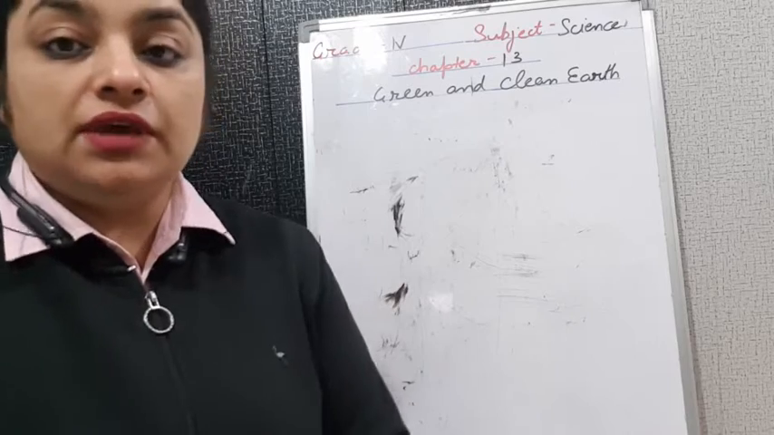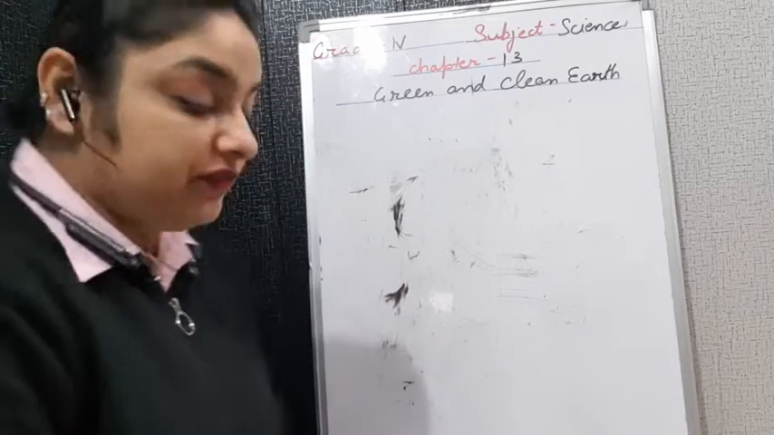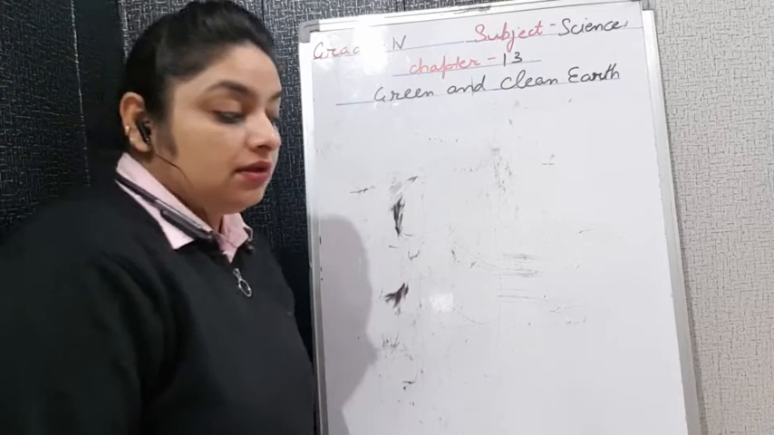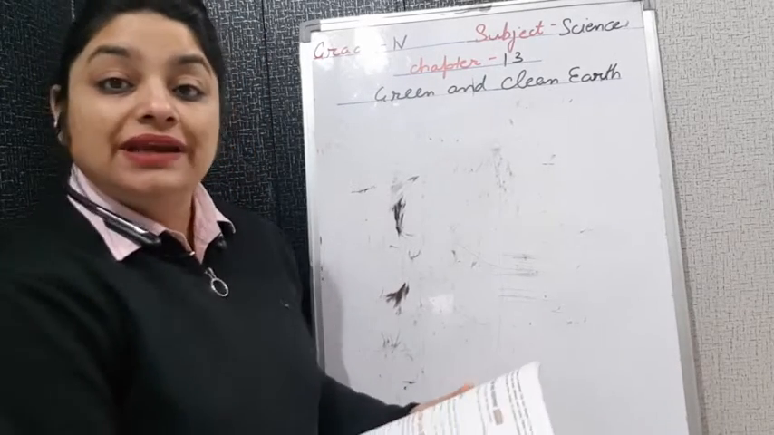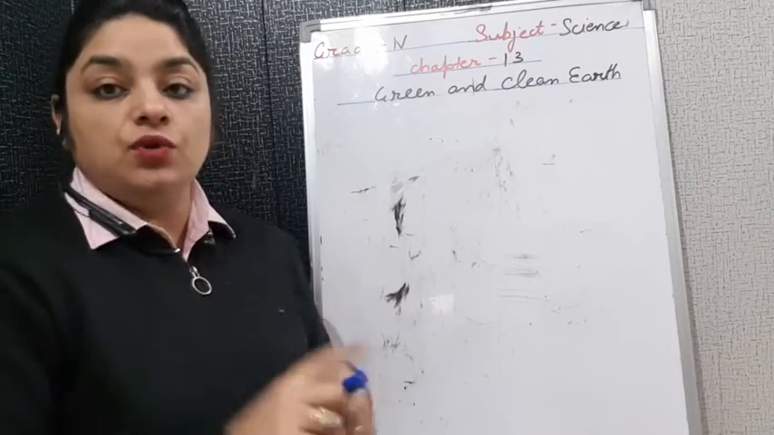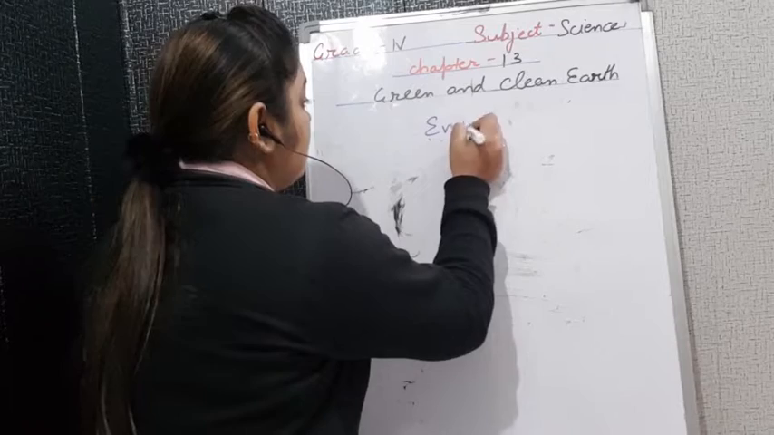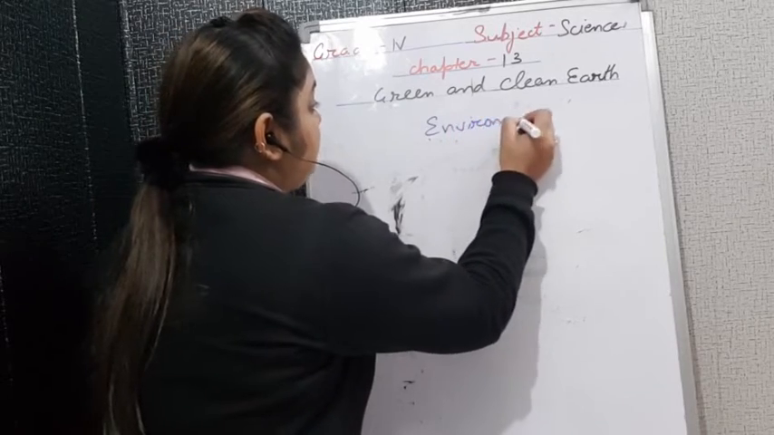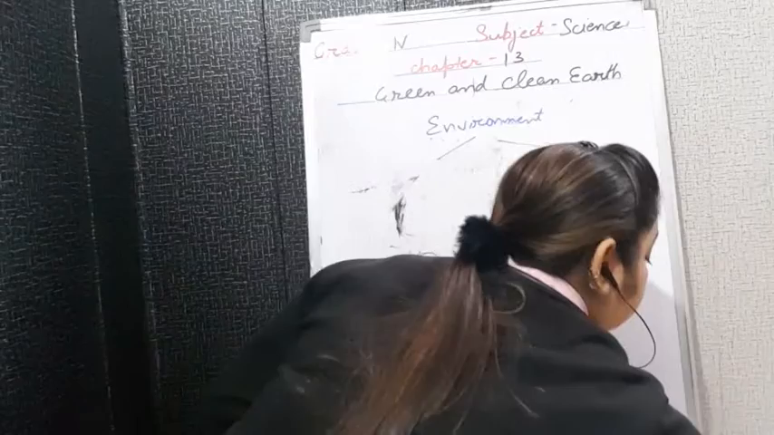Now, today we'll start with chapter 13, Green and Clean Earth. We have covered this chapter in the grade. So first of all, when we are talking about green and clean earth, whatsoever is our surrounding, we call it our environment. In our environment, there are two types of things, living and non-living.